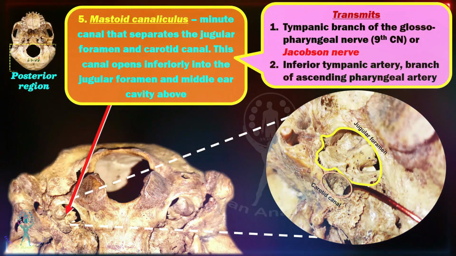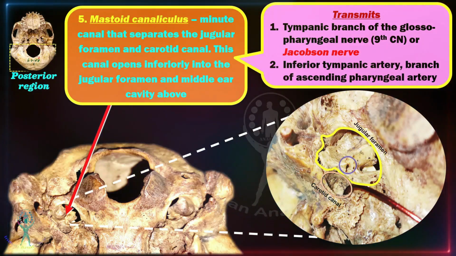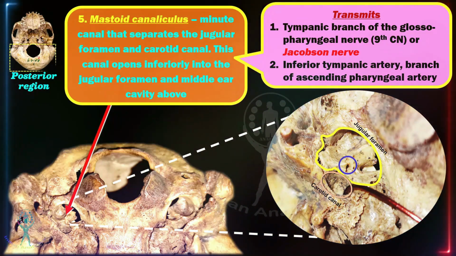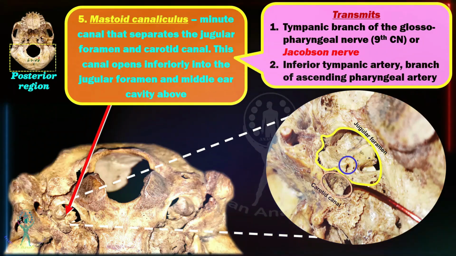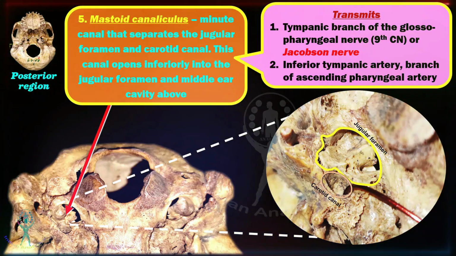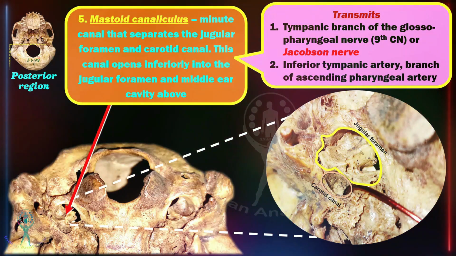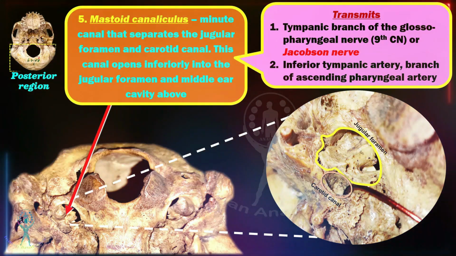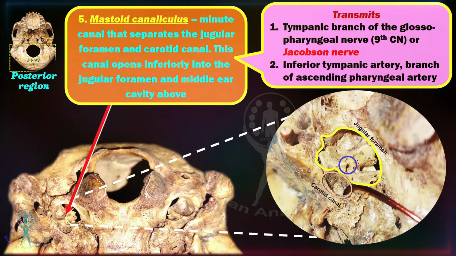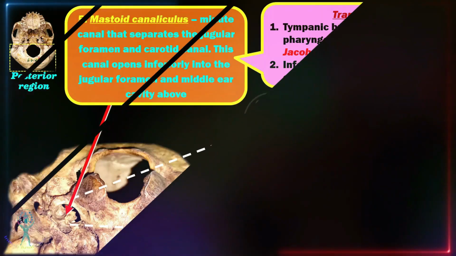The mastoid canaliculus transmits two structures. First, the tympanic branch of the glossopharyngeal nerve, that is the ninth cranial nerve, also called Jacobson's nerve. Second, the inferior tympanic artery, which is a branch of ascending pharyngeal artery.